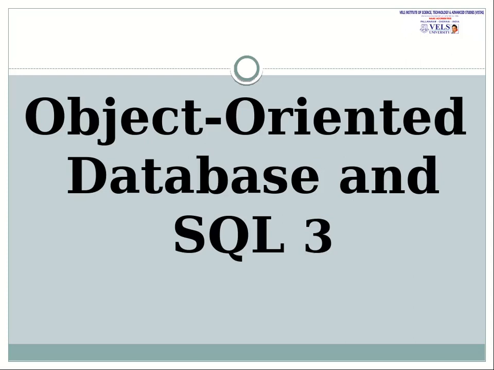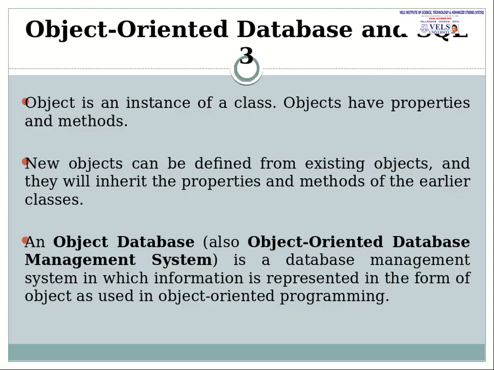Next we will discuss object oriented databases and SQL 3. When comparing relational databases and object oriented databases, the object database system is based on objects. An object is an instance of a class. A class has properties and methods, so new objects can be derived or defined from existing objects, and they inherit the properties and methods of earlier classes.